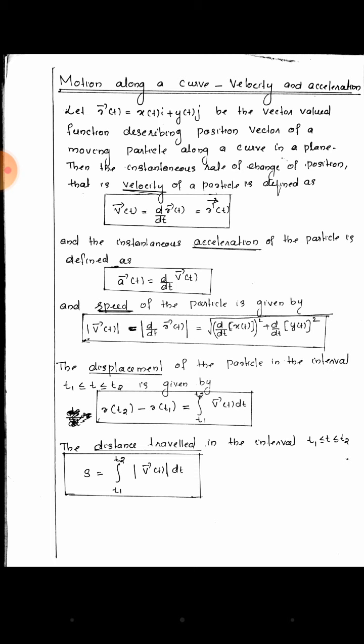Next is the displacement of a particle in an interval t1 less than or equal to t less than or equal to t2. Then displacement is r of t2 minus r of t1 or integral t1 to t2 v of t dt, and the distance is integral t1 to t2 modulus of v of t dt.